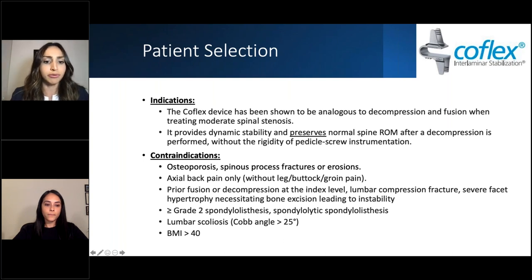Contraindicated in patients with osteoporosis, spinous process fractures, axial back pain only without leg or buttock or groin pain, prior fusion at the index level, lumbar compression fracture. If the patient has severe facet hypertrophy necessitating bone excision leading to instability, that's also contraindicated. Also, greater than grade 2 spondylolisthesis and lumbar scoliosis and BMI greater than 40 is contraindicated.